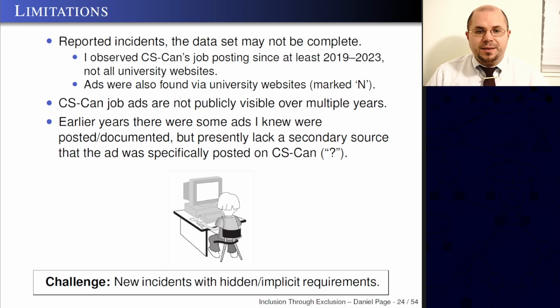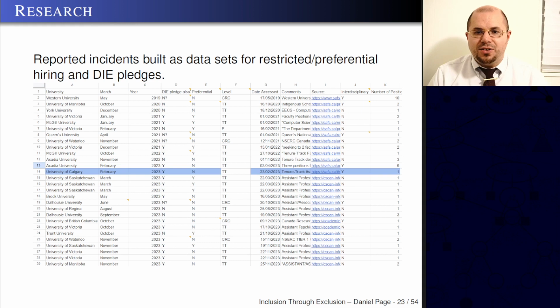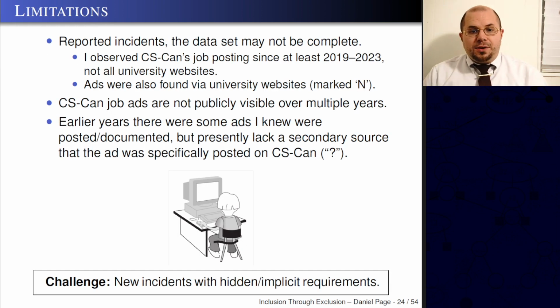Not all university websites are covered. Sometimes universities actually place their job ads behind a login system. More on that a little later. In addition, ads that were not found on CSCAN, I marked with N on the DEI pledge column for whether it's present on CSCAN or not. I must stress that for the preferential and restricted hiring ads I did not keep track of CSCAN, but you'll find that many of these ads, because of the probability that they will also have a DEI pledge, will also be present in that other data set. In earlier years, some of the ads were posted, but they often lacked a secondary source. I wanted to be honest about those, so whenever I was not sure I could secondarily support it, I put a question mark there.